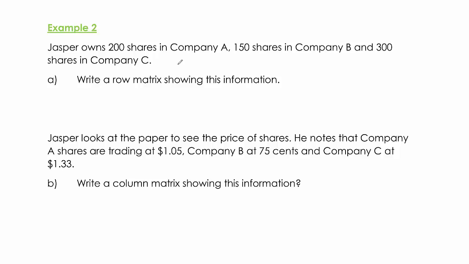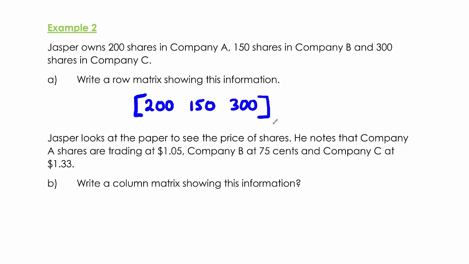Jasper owns 200 shares in Company A, 150 shares in Company B, and 300 shares in Company C. Write a row matrix showing this information. So that's just going to be 200, 150, and 300.